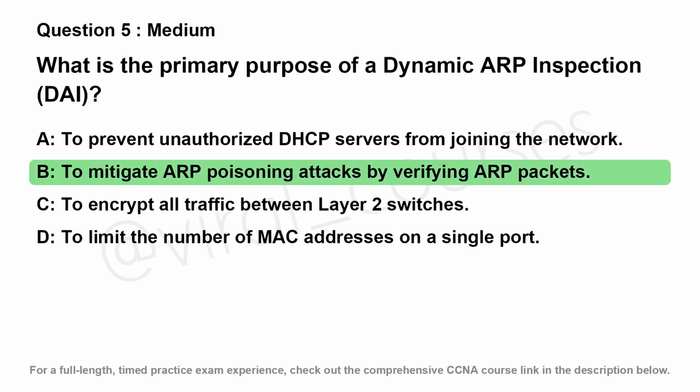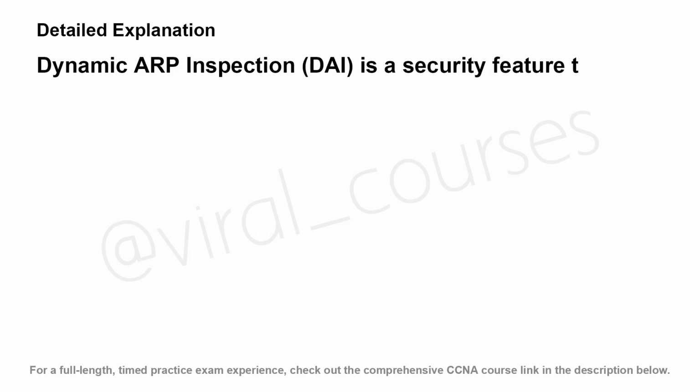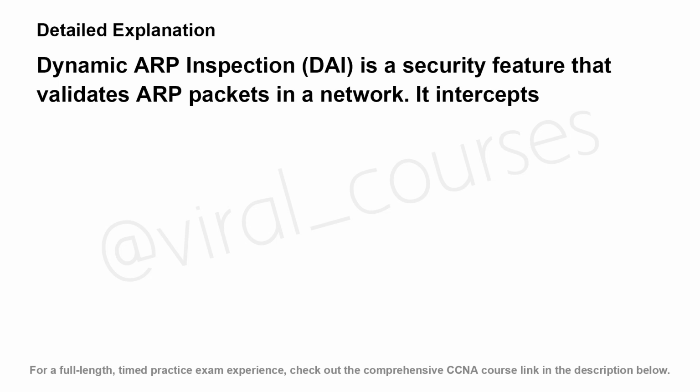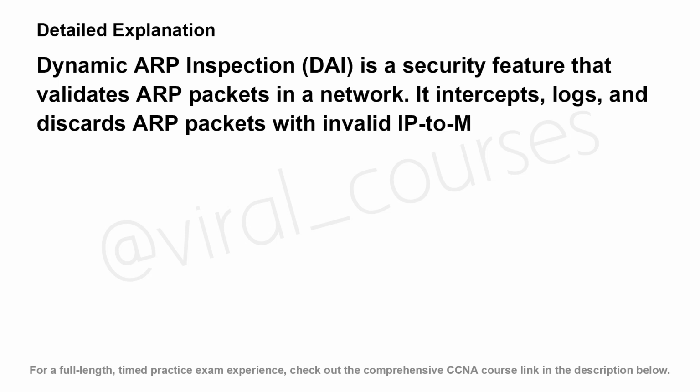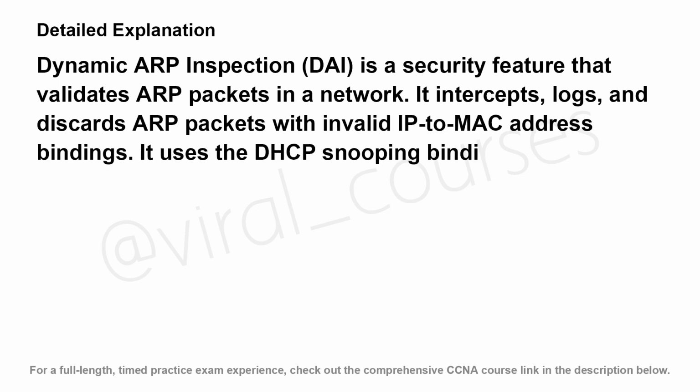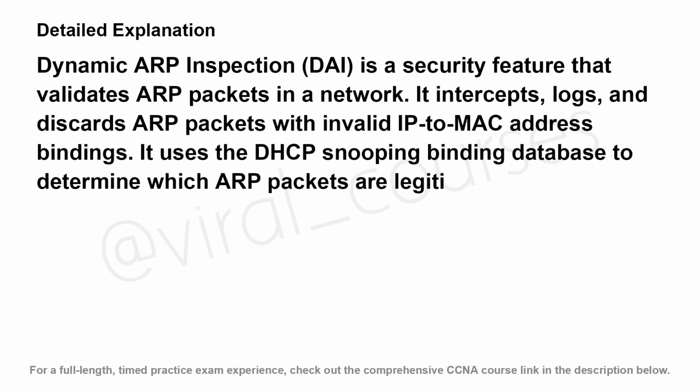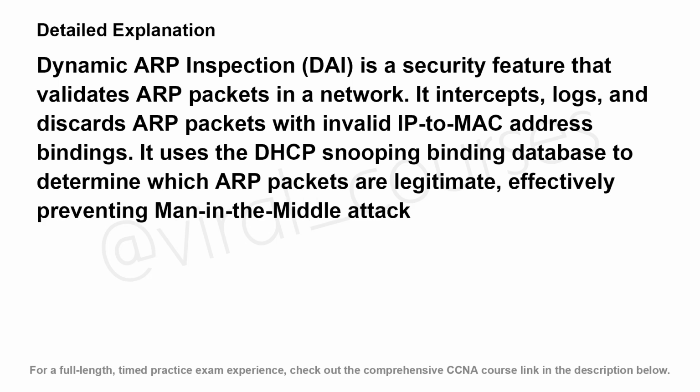The correct answer is B. Dynamic ARP inspection, DAI, is a security feature that validates ARP packets in a network. It intercepts, logs, and discards ARP packets with invalid IP to MAC address bindings. It uses the DHCP snooping binding database to determine which ARP packets are legitimate, effectively preventing man-in-the-middle attacks via ARP spoofing.